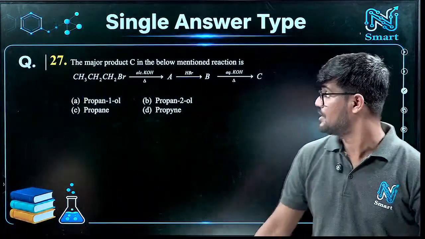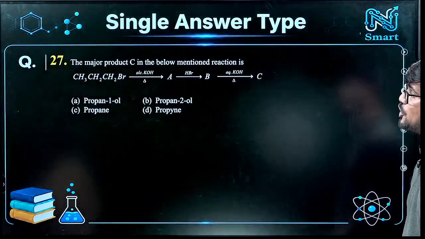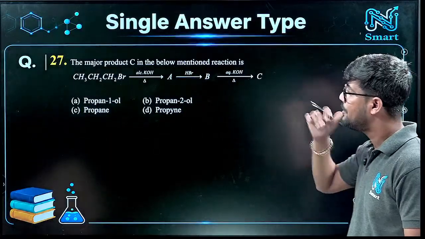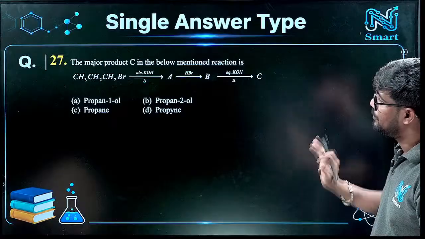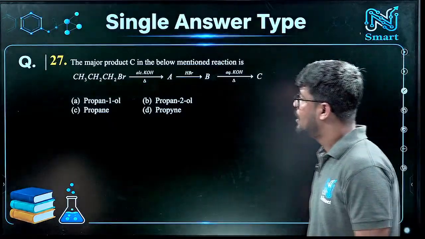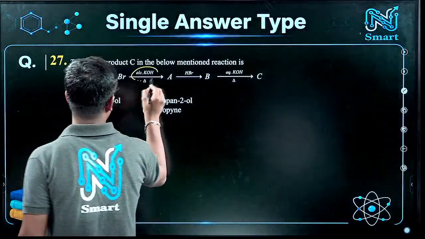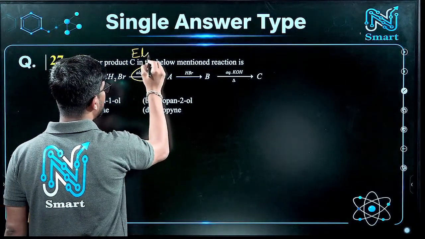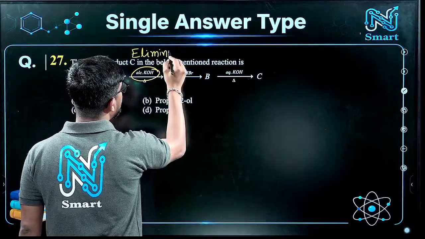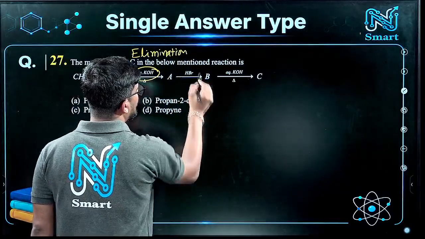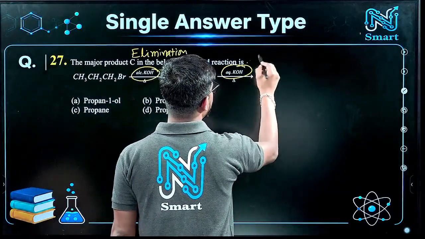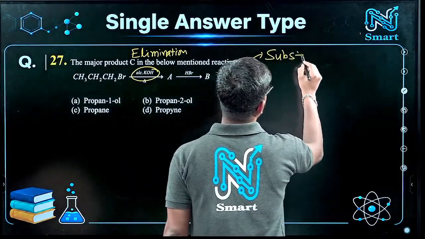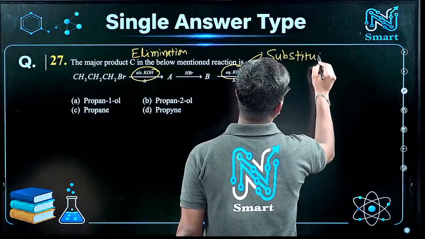Next, this question. The major product C in the below mentioned reaction. So how will we gauge the product? Always remember, whenever we have alcoholic KOH, then elimination reaction will be preferred. Elimination reaction will be preferred. Whenever we have aqueous KOH, then substitution reaction will be preferred. Substitution.